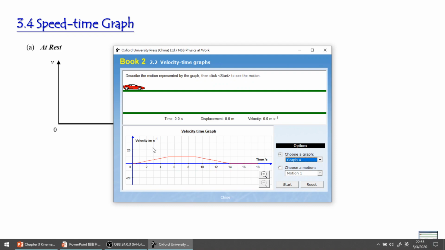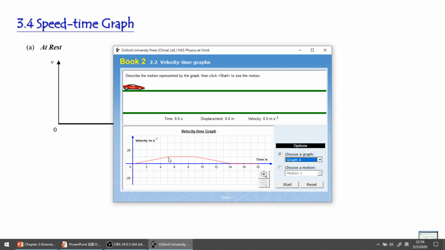Okay, for graph 4, whoa, this one is quite complicated. The first part, the second part, the third part, and the last part of the graph are different from each other. Maybe we can take a look at the first part of the graph. At the start, it moved from rest, so its speed is 0 at the beginning. And then it moved faster and faster, and becomes 10 meters per second at time t equals 5 seconds. Is that okay? How about the second part of the journey?